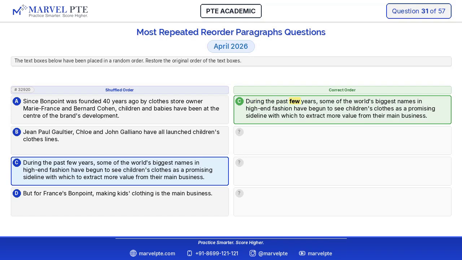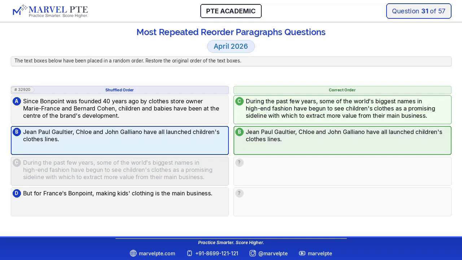During the past few years, some of the world's biggest names in high-end fashion have begun to see children's clothes as a promising sideline with which to extract more value from their main business. Jean-Paul Gaultier, Chloe and John Galliano have all launched children's clothes lines.